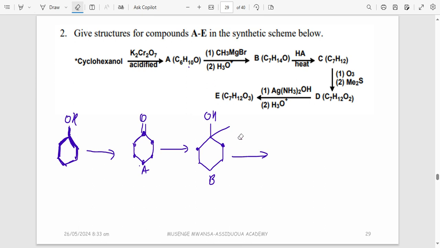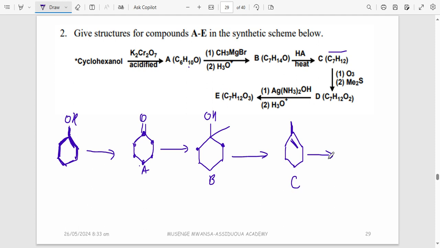Dehydration ends up in the formation of alkenes. So what you are going to see as a product here is going to be this. You still remain with the methyl, then you have a double bond. You can see that's why oxygen has disappeared here. This is going to be the product C.